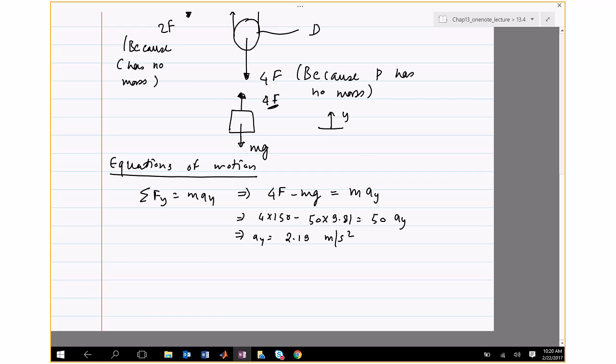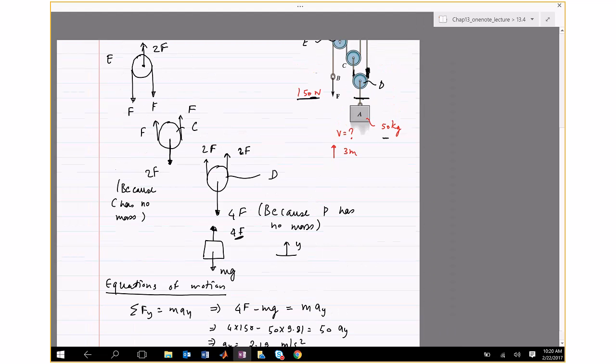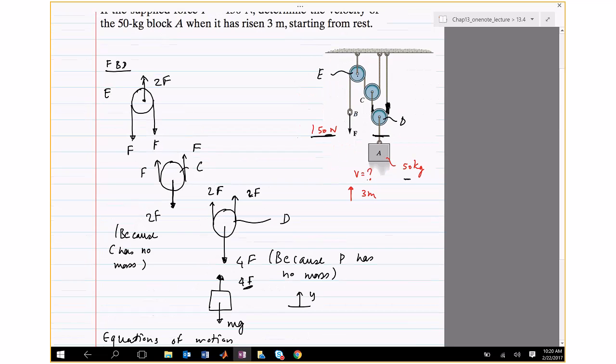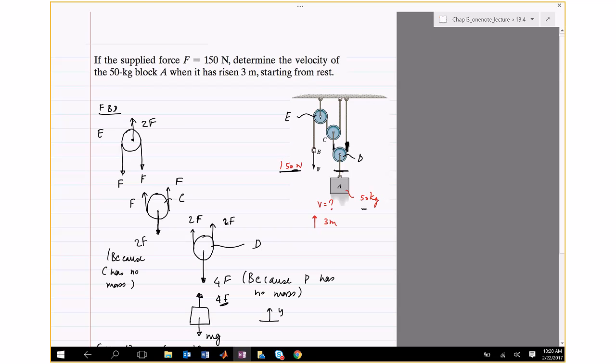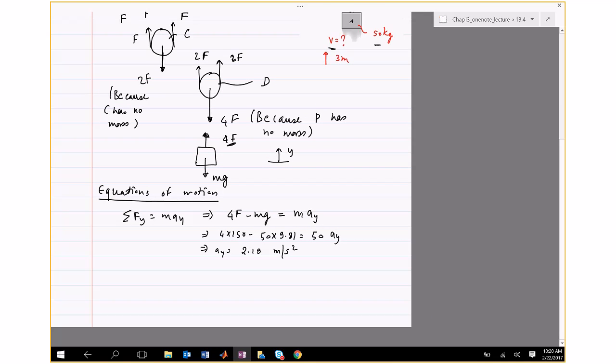Okay, so we have to go beyond this because we have to find the velocity of block A. This is only giving the acceleration. So we need to do the next step, which is the optional step, which is do the kinematics.